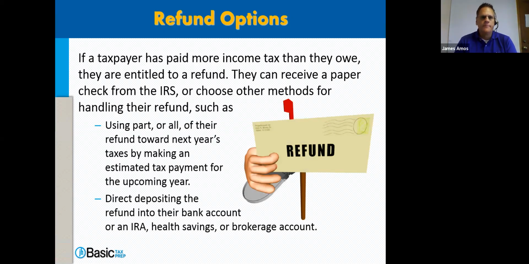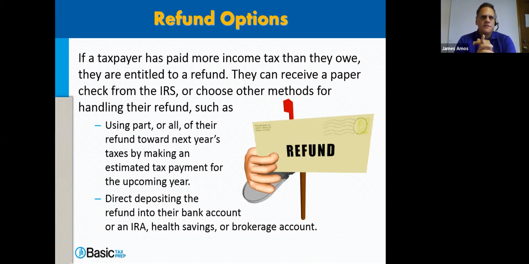Okay, so that's just a quick look at actually doing part of the tax return, the Form 1040. So now let's say your client, or you, end up with a refund. Well, what are your options for this? If a taxpayer has paid more income tax than they actually owe, in other words, maybe they had $1,000 withheld from their paychecks during the year, but they really ended up only owing $800, they're going to have a refund of $200. They're entitled to a refund.